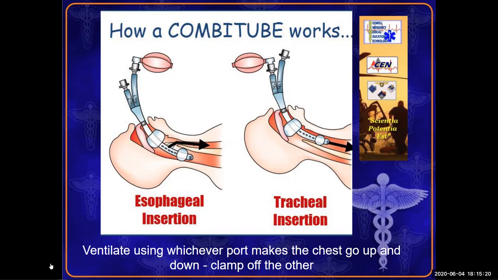So the question has been about which port do you ventilate through? The easy answer, I'm going to cut right to the chase. The easy answer is whichever port makes the chest go up and down, gives you lung sounds and no epigastric sounds. Because this is why it's a mind blow, is because like, what? It's got two tubes. Every other airway has one, all right? So looking at how and why it works explains the two tubes. It's a dual lumen, meaning there's two lumens through here, all right?